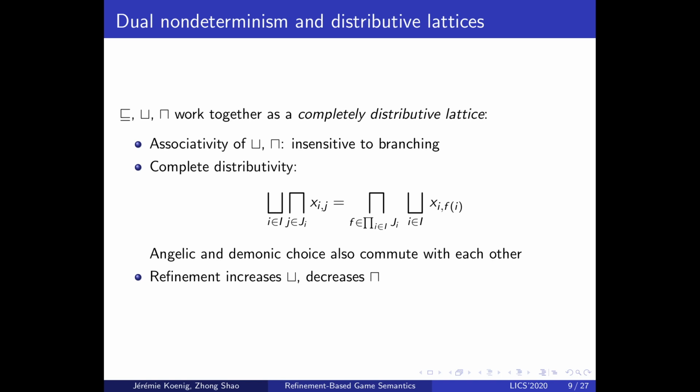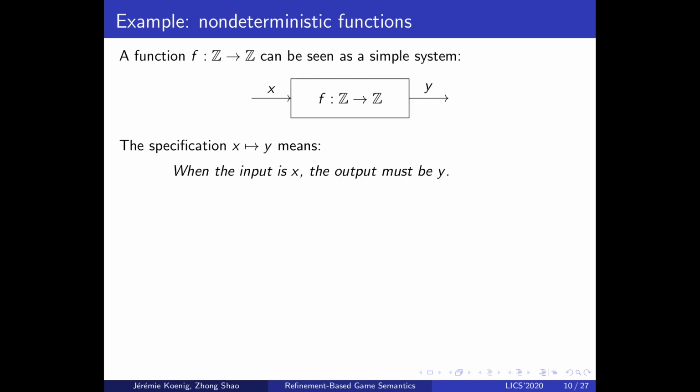Some models offer both kinds of nondeterminism. In the refinement calculus, this takes the form of a completely distributive lattice for the refinement ordering. The properties of lattices mean that the model is insensitive to angelic and demonic branching, and distributivity means that angelic and demonic choices also commute with one another.